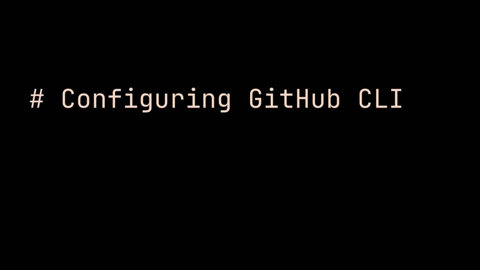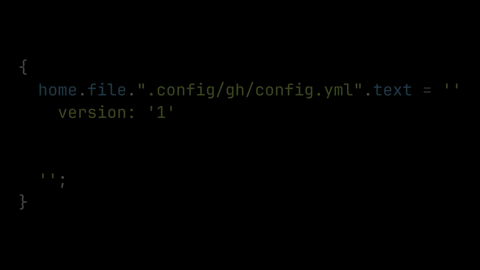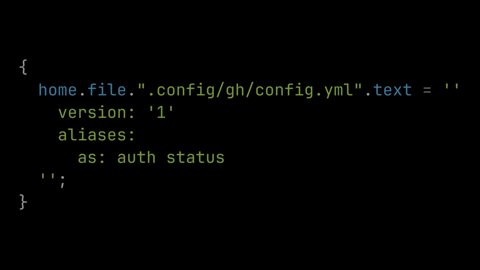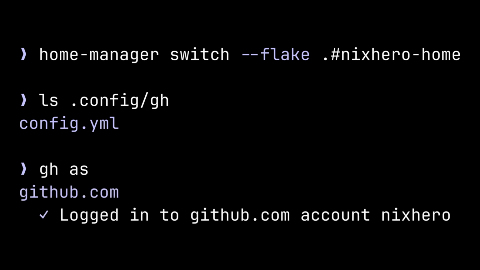Now you know how to install a package and create a file on your home directory, so let's configure GitHub CLI as an example. In this example, we want to alias gh auth status command to gh as command. This can be done by creating a YAML file to this path with the alias configuration. Now after you run the switch command, you should see the file on your home directory, and when you run gh as command on your terminal, it should show the same output as gh auth status command.